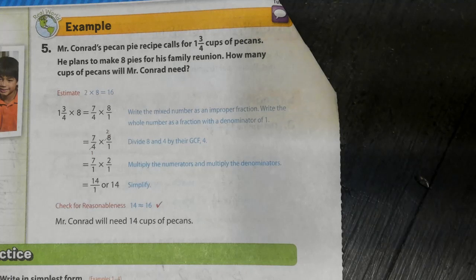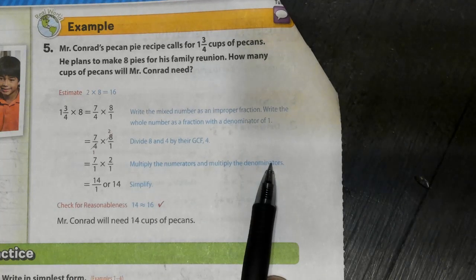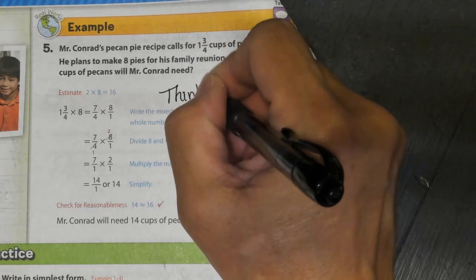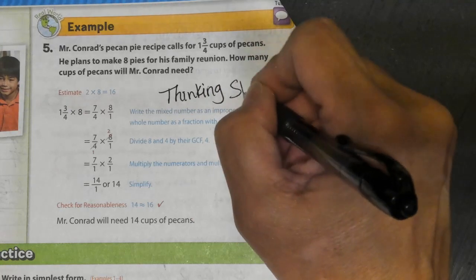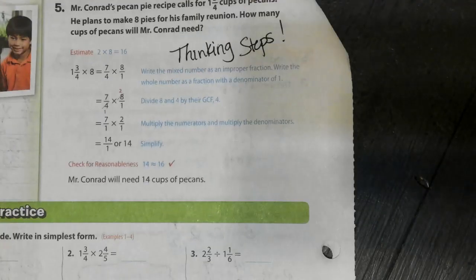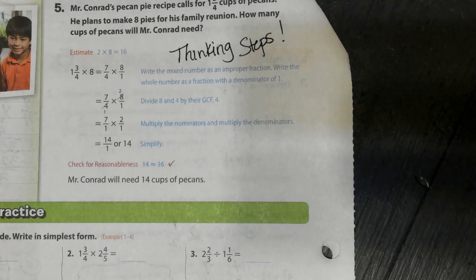Okay, they just broke it down really step by step so they could give you an explanation over here with these would be like your thinking steps, right? And the answer that they came up with was 14. Is that approximately 16? Absolutely. So Mr. Conrad will need 14 cups of pecans.